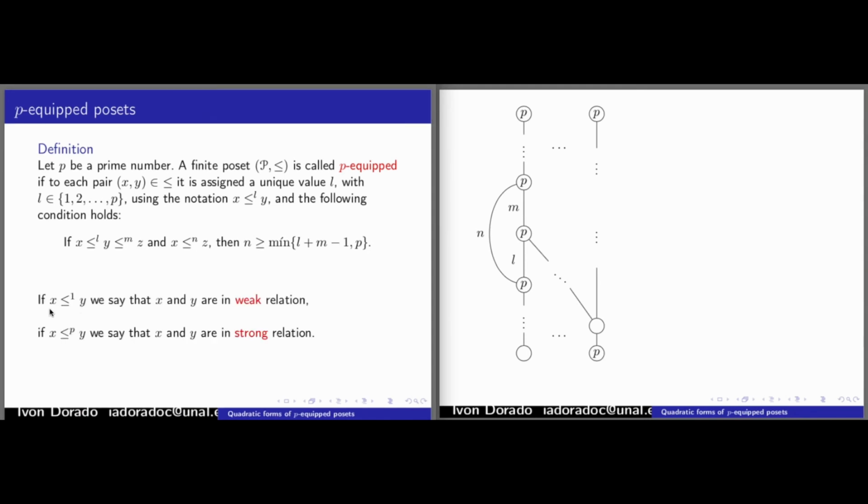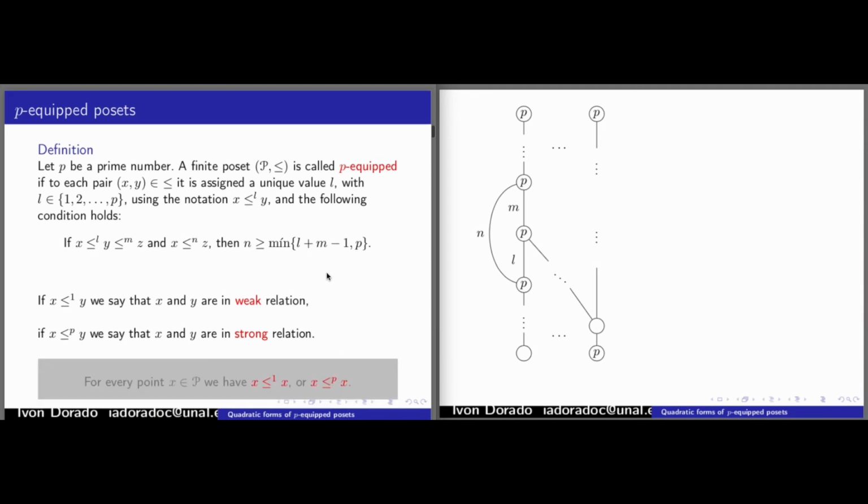If we assign 1 to a pair, we say they are in weak relation, and if we assign p, we say the relation is strong. For the points, we have only two possibilities. A point can be in weak relation or in strong relation with itself. Then we have two kinds of points and p kinds of order relations. Then in the Hasse diagram, we mark some points with a p, which means they are weak, and the points we leave with no mark are strong points.